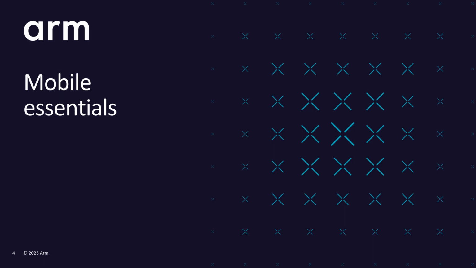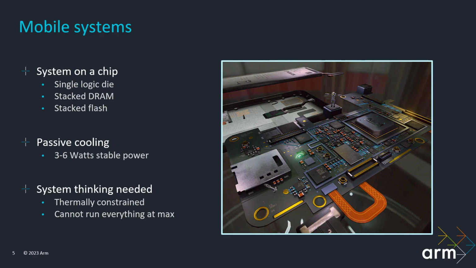Let's start by looking at some mobile essentials. So mobile systems use a system-on-a-chip architecture. All of the processors in a system are on a single logic die: CPUs, GPUs, display controllers, modems, video encode and decode, camera signal processors, and so on. And on the logic die, we then stack on top of it separate memory and flash dies. Really, the entire computer in this system is part of a stack of silicon under the ARM logo there.